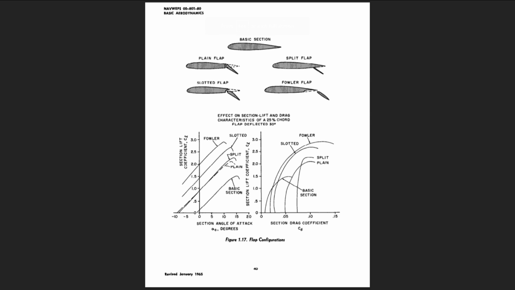The Fowler flap arrangement is similar to the slotted flap. The difference is that the deflected flap segment is moved aft along a set of tracks which increases the chord and effects an increase in wing area. The Fowler flap is characterized by large increases in CL max with minimum changes in drag.